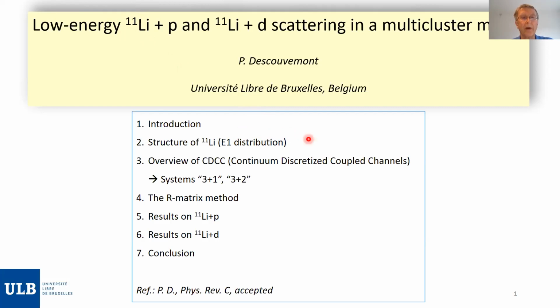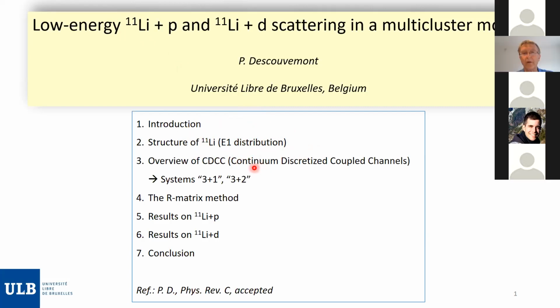So the outline of my talk is here. I will first be talking about the structure of lithium 11 and more specifically about E1 distribution. Then I will give a brief overview of the CDCC, which stands for Continuum Discretized Coupled Channel. And I will emphasize on system, which I call 3+1, which means 3 body plus 1. This is lithium 11 plus P. And 3+2, which means 3 body plus 2 body, which is lithium 11 plus D.